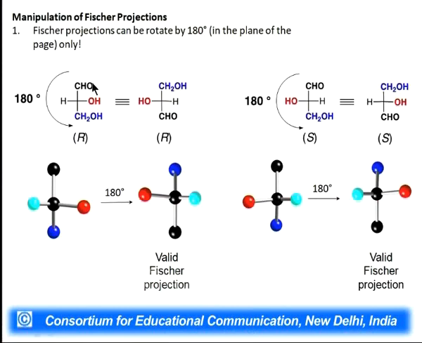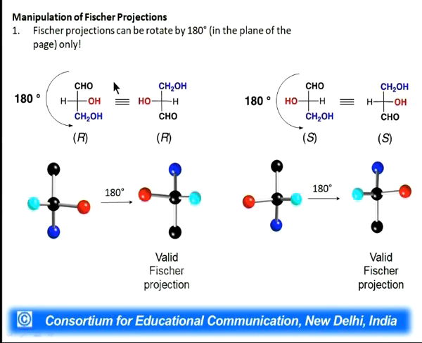Now if I look into this molecule and I have to rotate it, we will rotate it by 180. What I mean by rotating it by 180 is that CH2OH will take the place of CHO and CHO will take the place of CH2OH. That is, we will interchange these two groups, and similarly we will interchange these two groups. If we do that, we will come back to the original configuration.